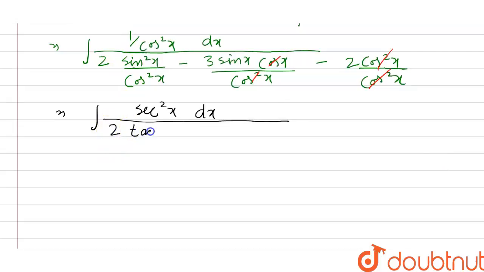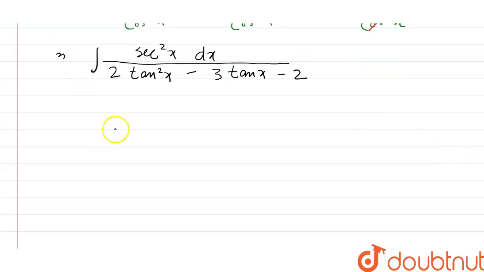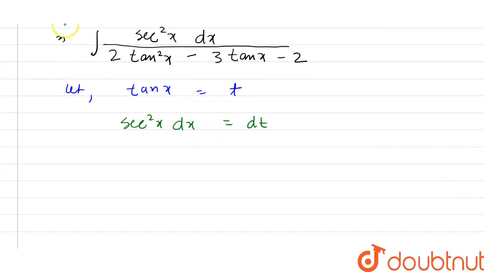2 tan square x minus 3 tan x minus 2. Now here if we take, let tan x is equal to t and differentiate with respect to x both sides, we get sec square x dx is equal to dt. So if we put the value of tan x and sec square x dx, we get integration dt upon 2t square minus 3t minus 2.